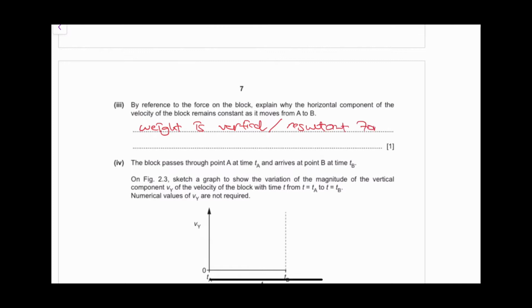no force acts in the horizontal. No force acts in the horizontal. Hence, since there are no forces acting horizontally, the horizontal component will remain constant. Remember, a body remains at rest or in uniform motion unless acted upon by an external force.